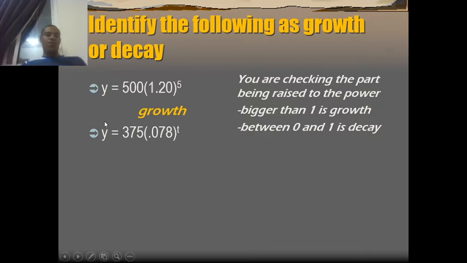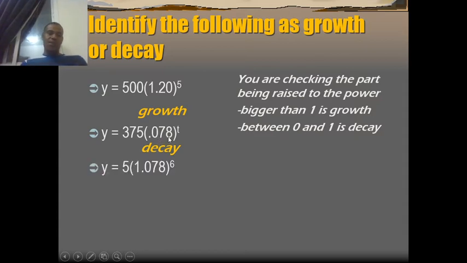So the second example, the output value is 375 multiplied by 0.78, which means 1 minus the rate, the interest rate. So it will be 0.78 to the power t, the number of years. So this one is a decay because 0.78 is more than 0 and less than 1.